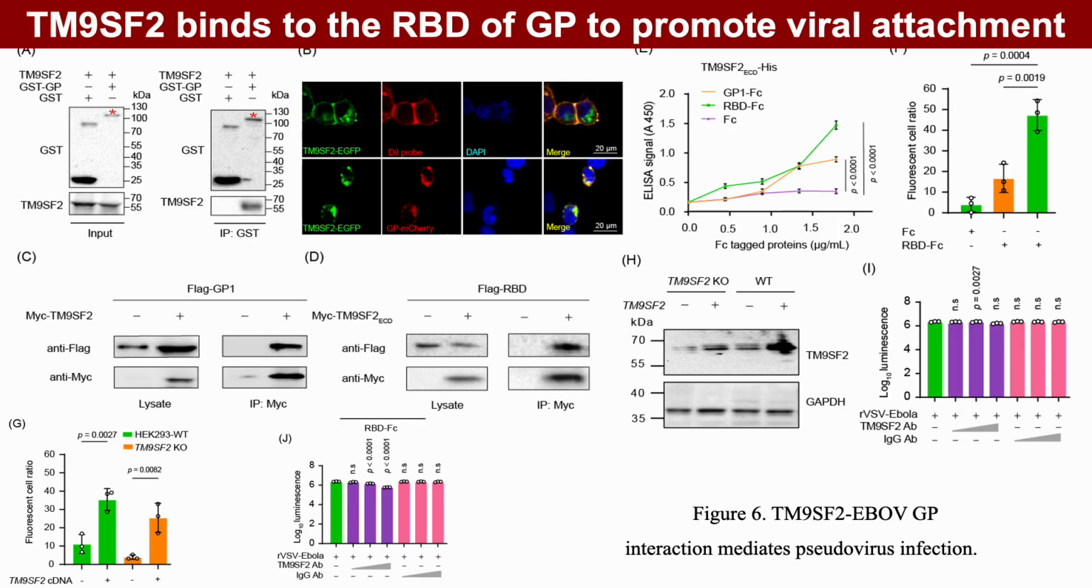Biochemical assays confirmed a specific interaction between the extracellular domain of TM9SF2 and the RBD at the plasma membrane. TM9SF2 knockout reduced RBD binding, which was rescued by re-expression. Blocking TM9SF2 with antibodies dose-dependently inhibited rVSV Ebola infection. Thus, TM9SF2 is a novel cell surface attachment factor for EBOV that promotes viral binding via RBD association, highlighting its therapeutic potential.